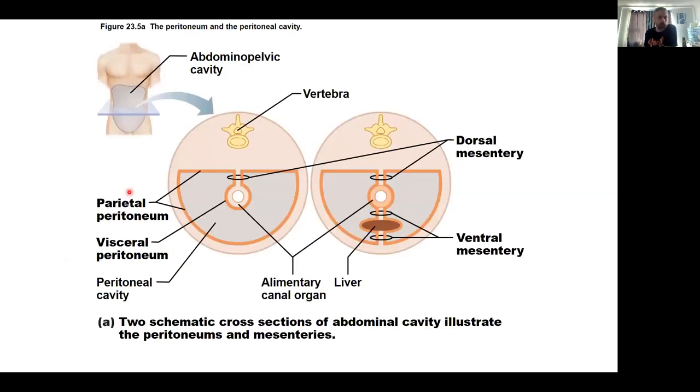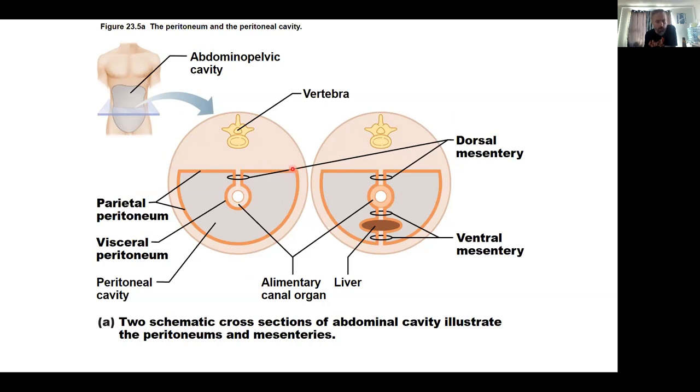We've got two different transverse sections through the abdominal cavity here. Obviously, here is the back, so we've got the spinal column here. And then this tube in the middle is meant to represent the alimentary canal. And this dark orange line is the peritoneum. This part here lining the body cavity on both of these is the parietal part. This part here lining the organ, the alimentary canal, is the visceral part.